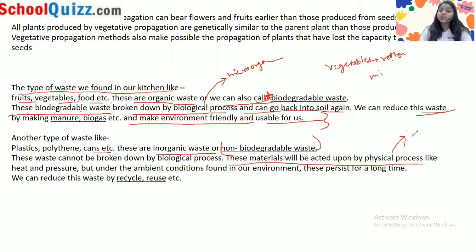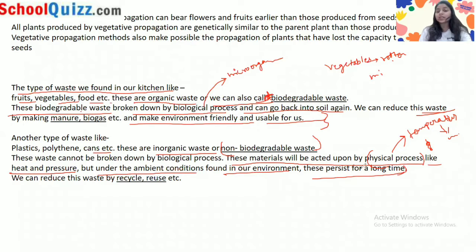Physical process means the temperature, by the nature. Suppose the temperature is high sometimes. So in the high temperature, the plastic bags or the metals can reduce. And many types of physical processes are there, like heat and pressure. But under the ambient conditions found in our environment, these persist for a long time.